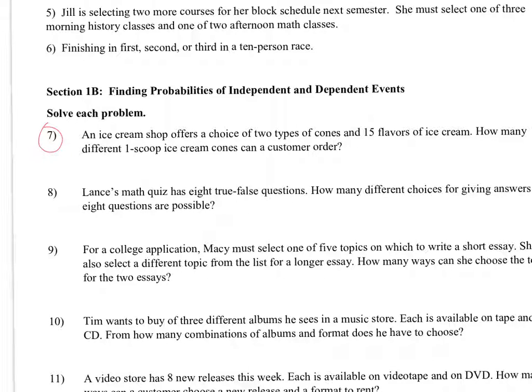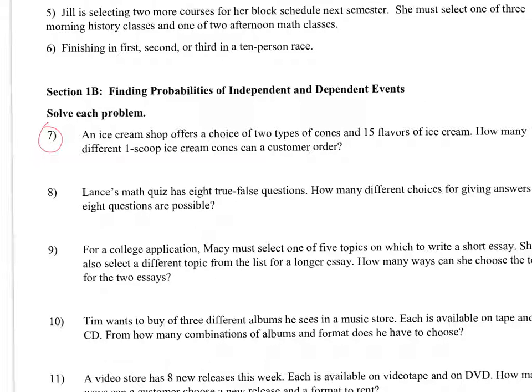An ice cream shop offers a choice of 2 types of cones and 15 flavors of ice cream. How many different 1-scoop ice cream cones can a customer order? So for instance, that's like a waffle cone and a regular cone, and then there's 15 flavors to choose from. So how many total possible choices? And what the fundamental counting principle says is that you multiply the number of choices of each particular thing together.